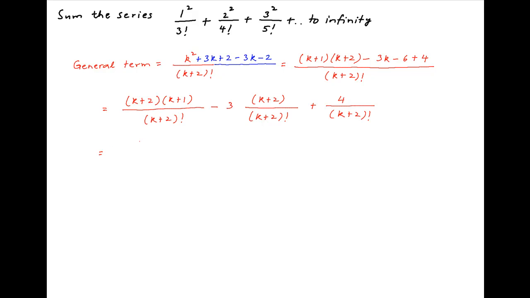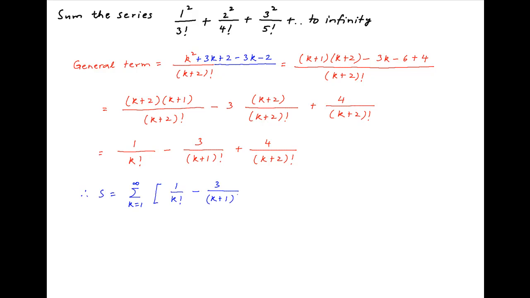The general term therefore simplifies to 1 upon k factorial minus 3 divided by (k plus 1) factorial plus 4 divided by (k plus 2) factorial. The sum of the given series to infinity can therefore be written as the summation of the above general term where k goes from 1 to infinity.